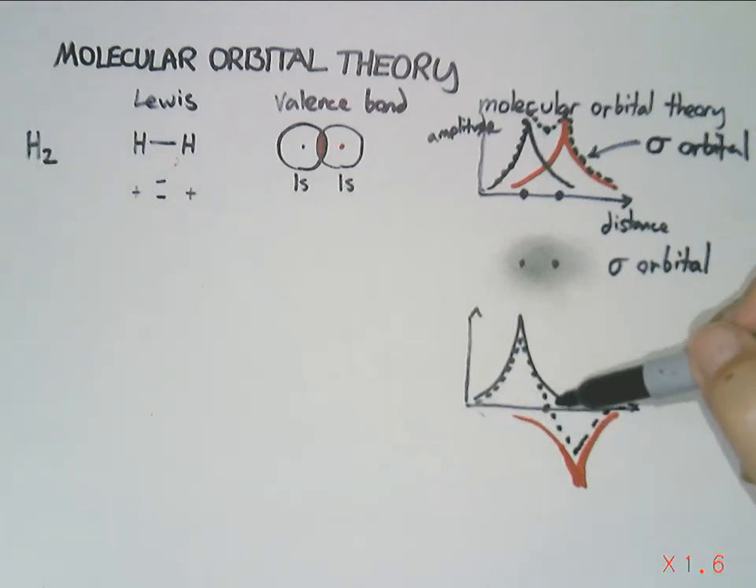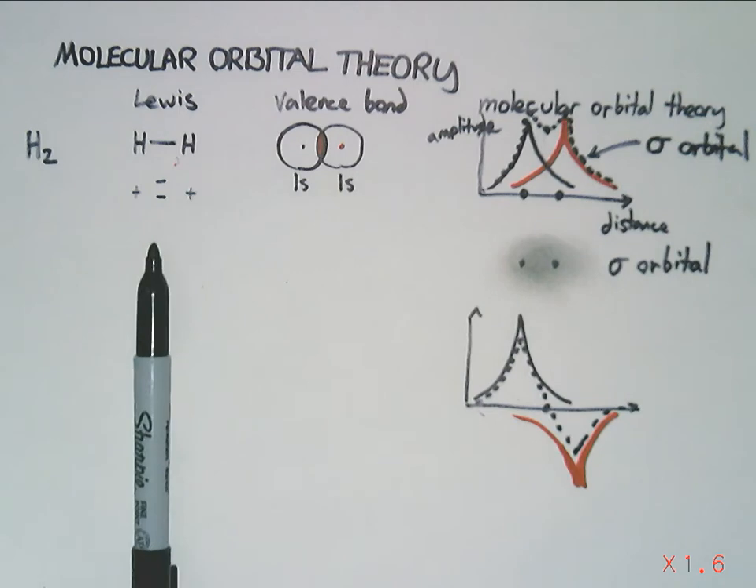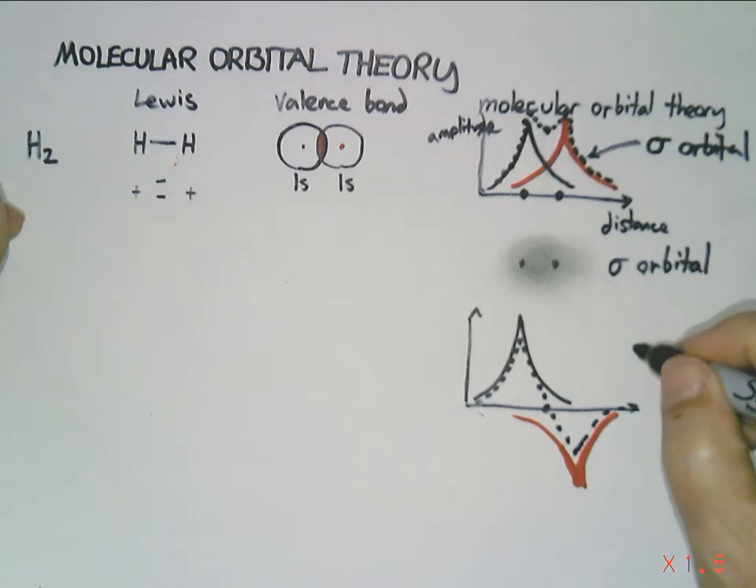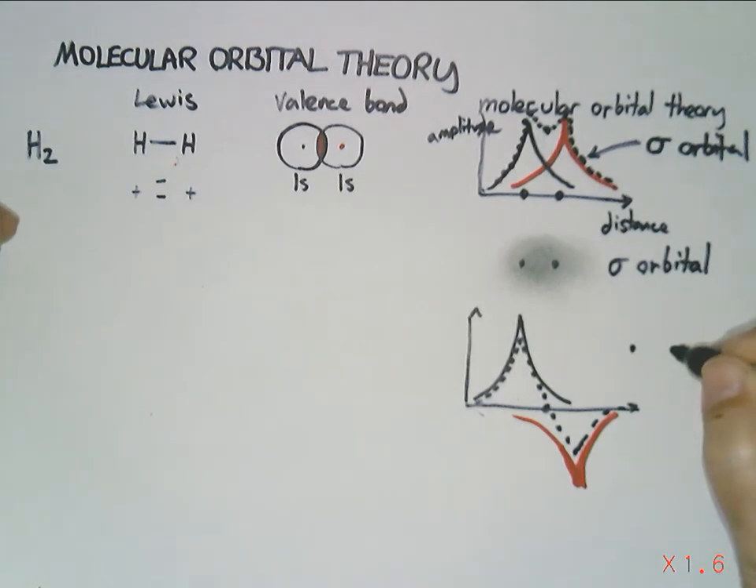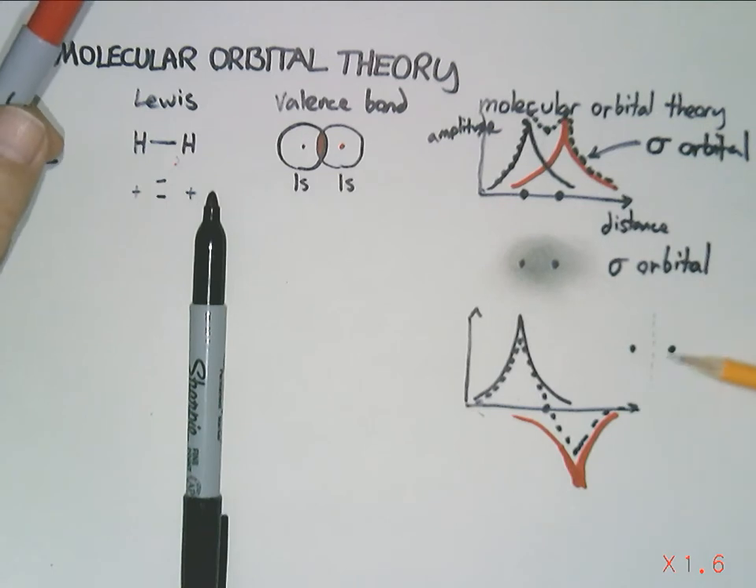So it has a node in the middle. That's a point where the electron density is 0. What would the 3-dimensional shape for this one look like? Well, if here are the 2 nuclei, I've got a node in here. This is a place where the electron cloud can't touch. It's going to spike right around either of the nuclei.